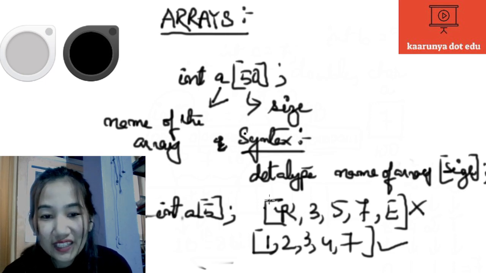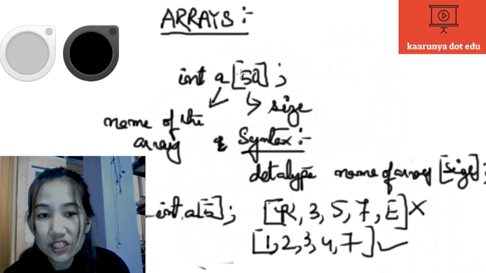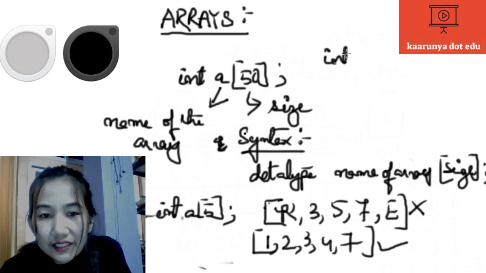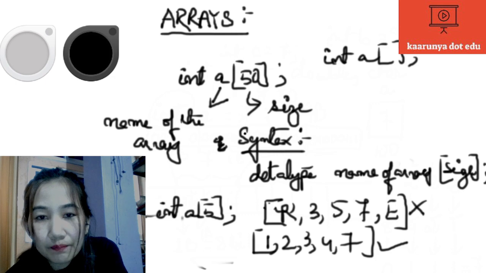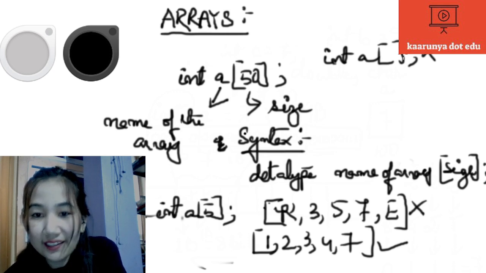And one more thing is, you should take the size of your array as a constant value. For example, if we write int a and leave the size blank, this is not valid. This will give you a compile time error, because we cannot leave the size blank.